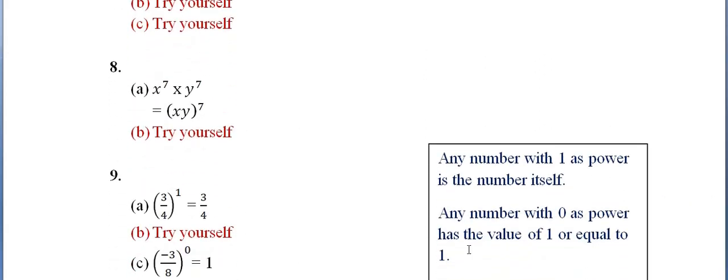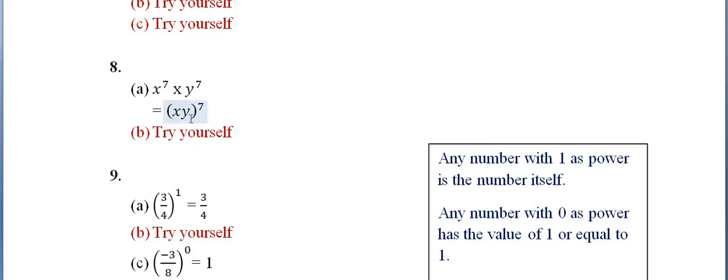Again, we are using the property. This property is law number 7. You can see that the bases are different but the powers are same. So in such case, what you can do is that you can multiply the bases and the power will remain same. But you must give a bracket.